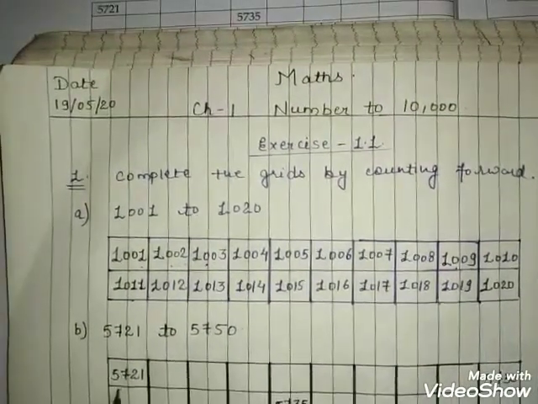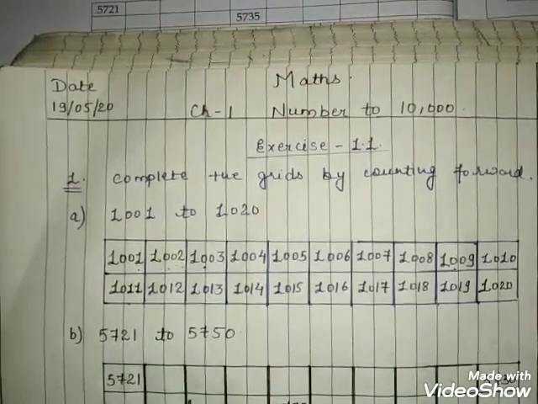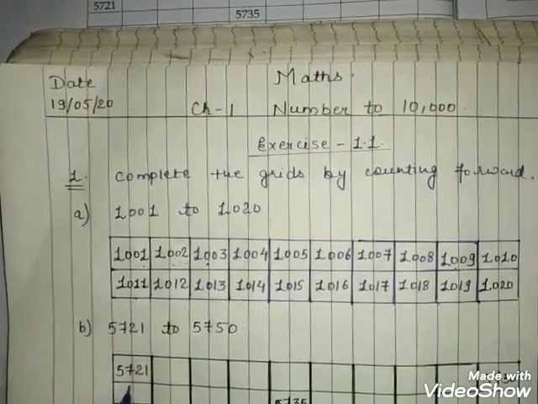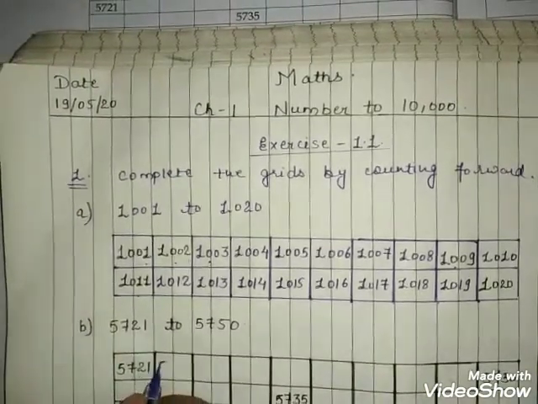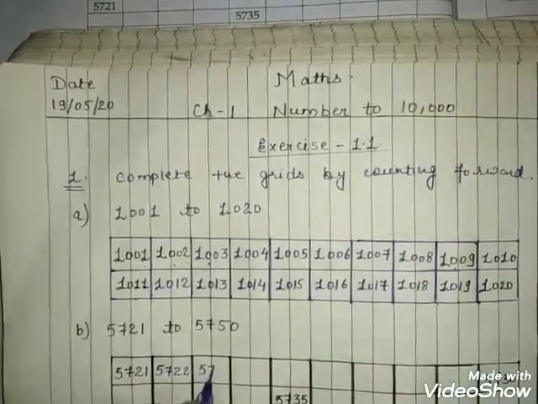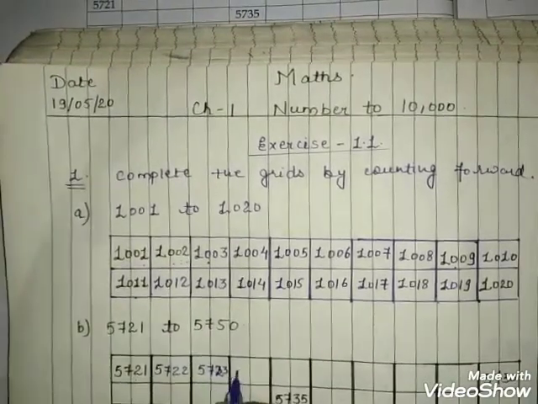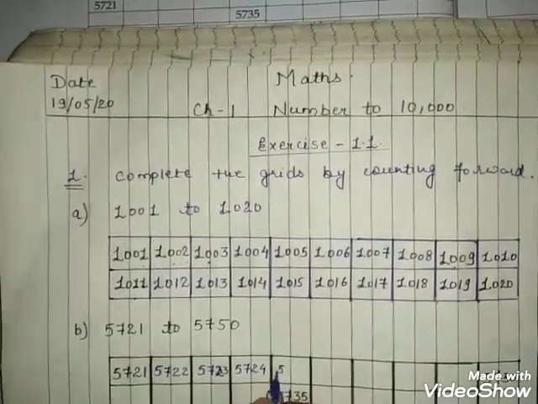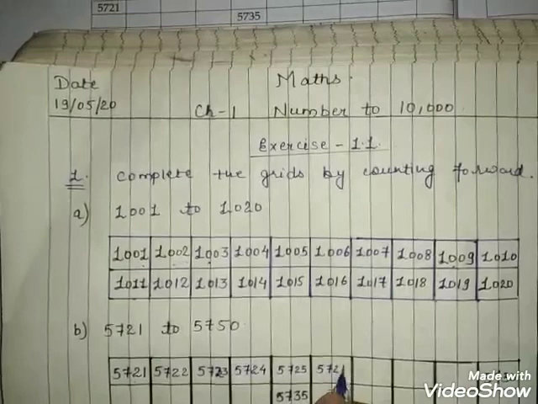Okay, and the number which is given is 5721. Now again we have to move forward. So what will we do? We will add 1 to the previous number, that is, to 5721. Now let us add 1 to 21. We will get 5722. Then 5723. Then 5724. Then 5725. Then 5726.